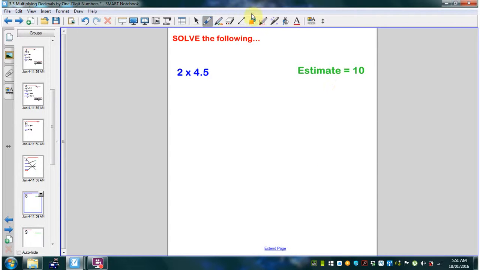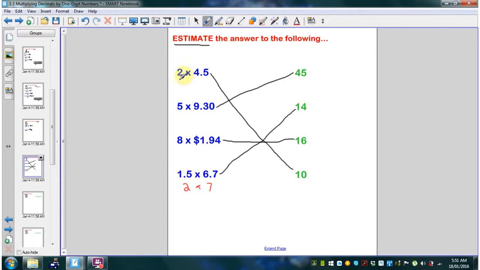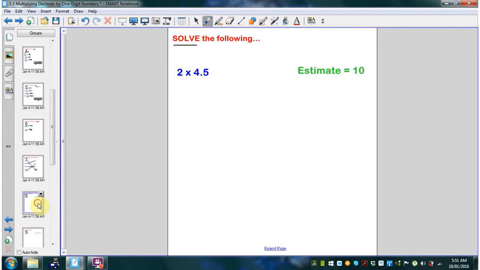Alright, so I want you to write this down. I want you to solve the following. Before, I just have to flick back here, we estimated that 2 times 4.5 is about 10, an estimate of 10. So that's around what it should be. Now we're going to solve. Now we're going to find the exact answer.